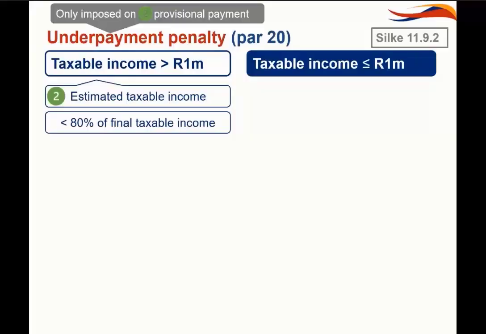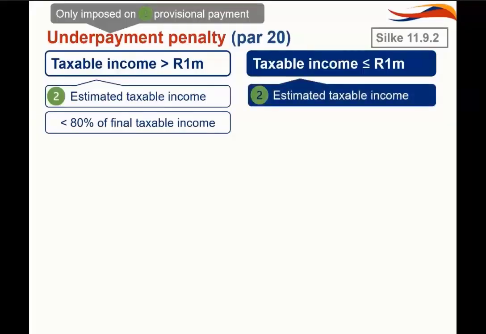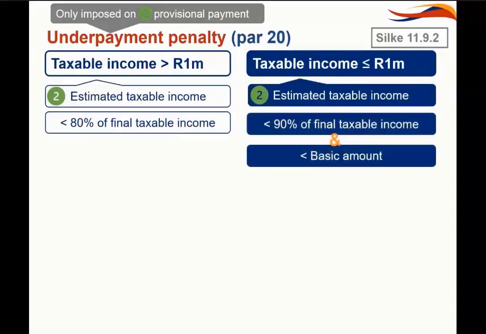Now, that's for if the taxable income exceeds 1 million. Where the taxable income is less than 1 million, if my estimated taxable income is less than 90% of that final taxable income and less than my basic amount, okay? So if my estimated taxable income is less than my basic amount and less than 90% of my final taxable income, I will be subject to an underpayment penalty. Okay, what does that mean?